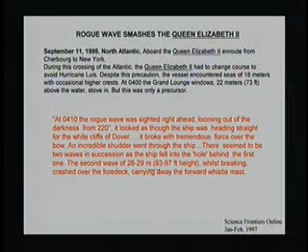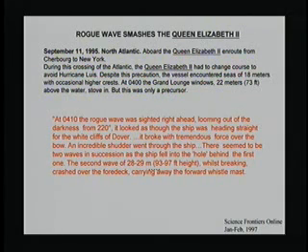Now, a rather popular subject for the last few years has been the issue of rogue waves. While ocean wave models can predict waves globally now with reasonable precision, you still have examples of situations like this. The headline, "Rogue Wave Smashes the Queen Elizabeth II." And let me just read this red script in the bottom here. "At 0410, the rogue wave was sighted right ahead, looming out of the darkness from 220 degrees. It looked as though the ship was heading straight for the White Cliffs of Dover."